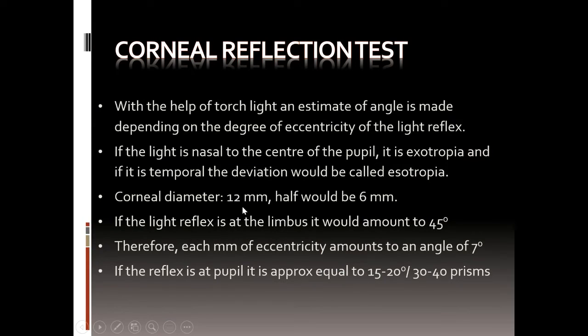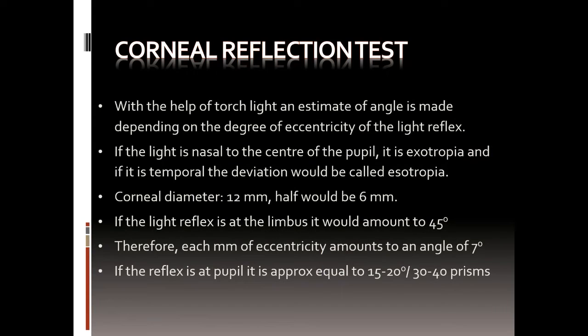Grossly, corneal diameter is 12 millimeters, half of this would be 6 millimeters. Light reflected at the limbus amounts to 45 degrees. How do we come to this point that it was 45 degrees? Way back in 1885, Hirschberg, after whom the Hirschberg corneal reflection test is named, published that when the light reflects at the limbus, it would amount to 45 degrees. And therefore, each millimeter of eccentricity amounts to an approximate angle of 7 degrees.